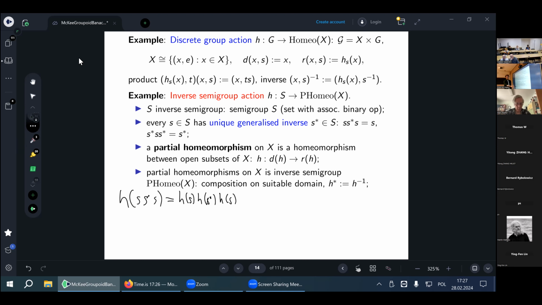And with the other equation, this tells you that H of s star is the generalized inverse of H of s. Okay, so saying that every s has a unique generalized inverse, you mean that you have this star map from S to S.